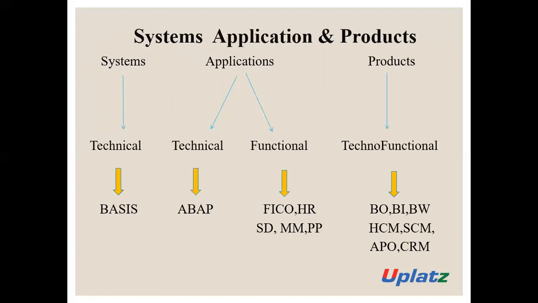Now let's talk about techno-functional modules. As the name itself says, techno-functional means a combination of technical and functional modules in SAP. The techno-functional modules are BO, BI, BW, HCM, SCM, APO, CRM. BO is Business Objects, Business Intelligence, Business Warehouse, Human Capital Management, Supply Chain Management, Advanced Planner Optimizer, Customer Relationship Management.